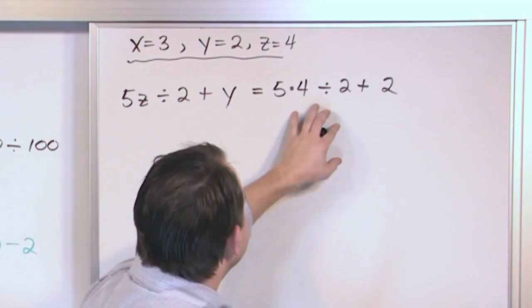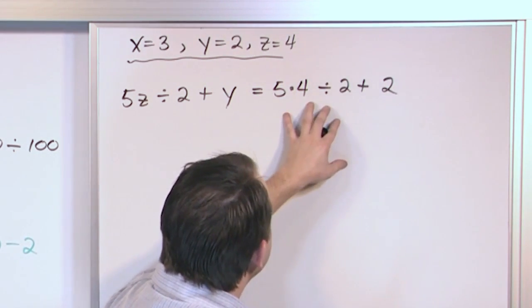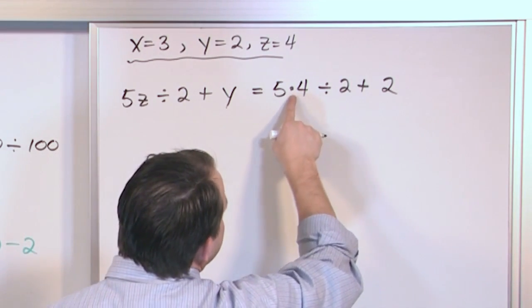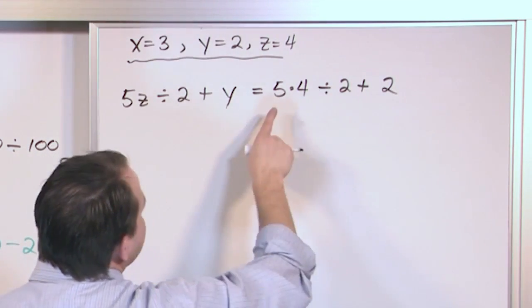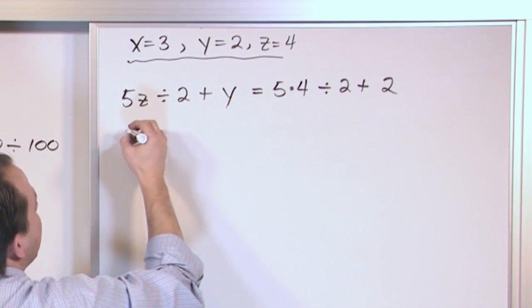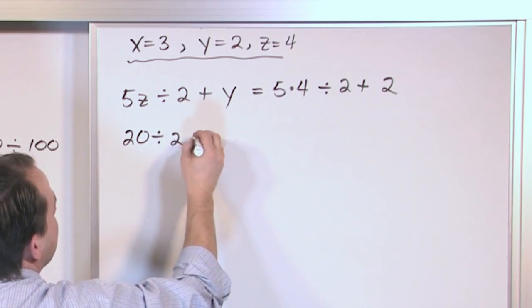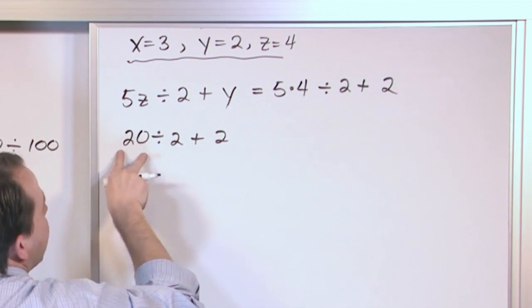Are there any parentheses? No. Are there any exponents? No. Is there any multiplication and division? Yes, there is. There's multiplication here, and there's division here, so we do those first. So let's start left to right. 5 times 4 is 20. Let's rewrite the problem, making it 20.